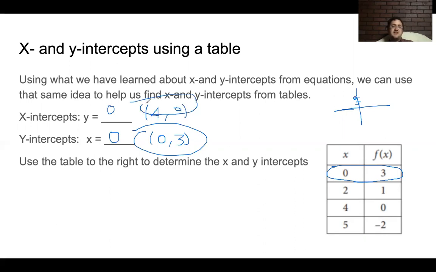And I think that is about it for that. That's your crash course. So make sure you're paying attention that when you are finding an intercept, you set the other coordinate equal to 0, basically. So for x-intercepts, you set y equal to 0, and for y-intercepts, you set x equal to 0.